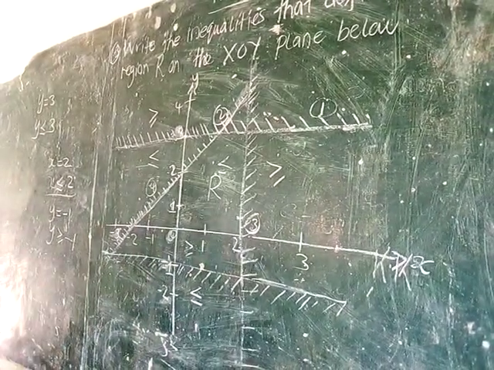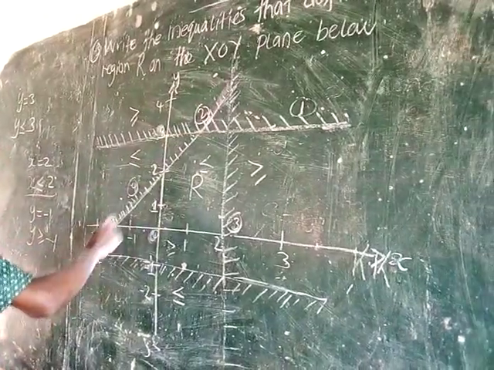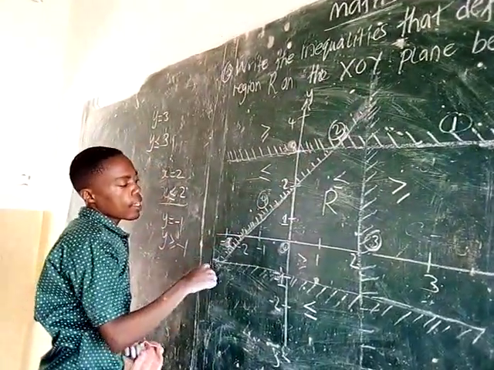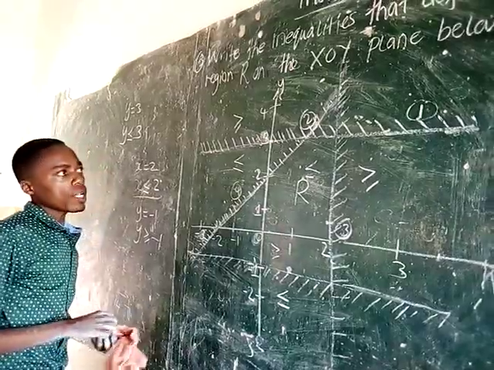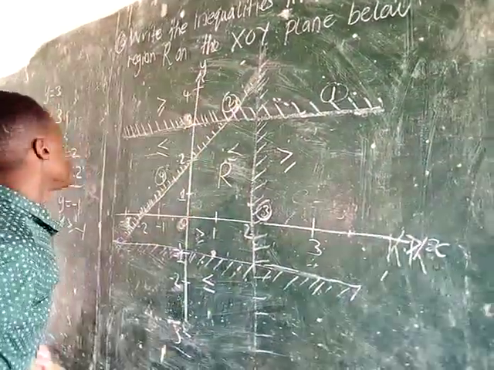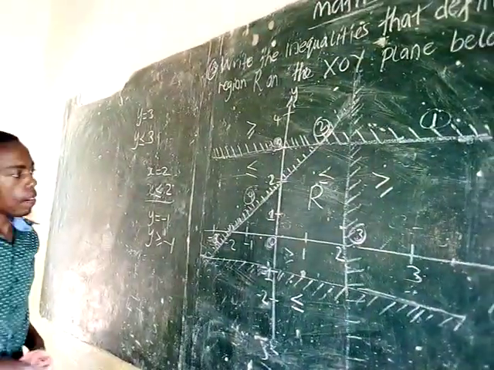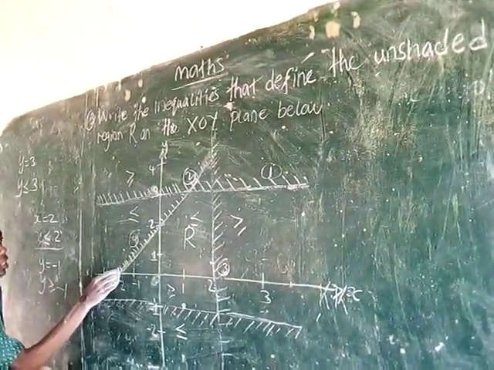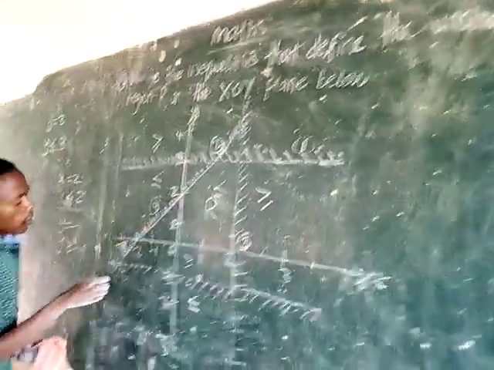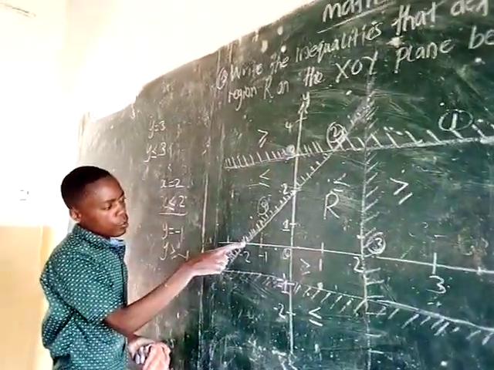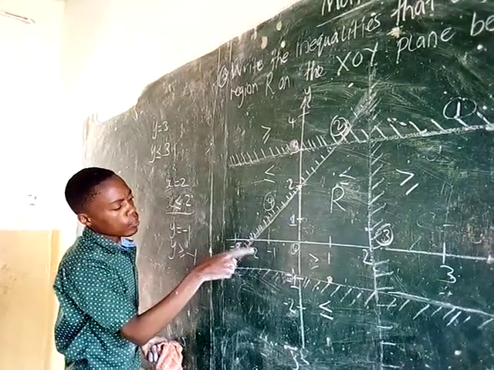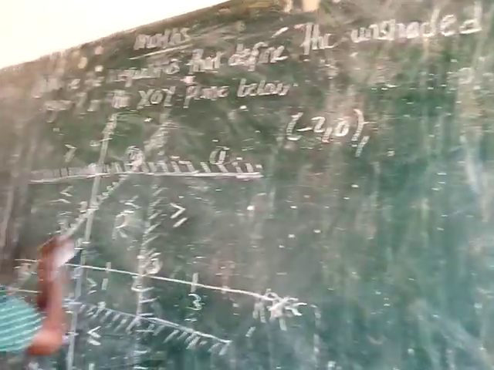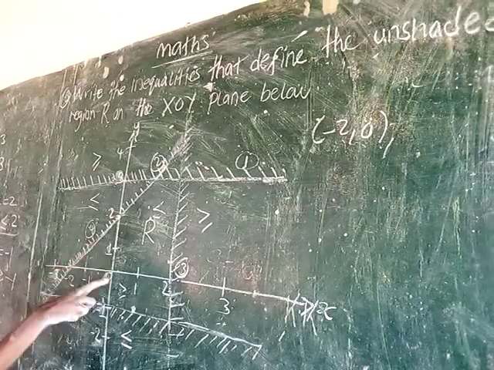Now let's find the inequality for the last line, which is this one. How do we extract the inequality? This line is not a straight vertical or horizontal line. Whenever we are dealing with horizontal and vertical lines, it's very easy to extract the inequality. But for this slanted line, we need to get 2 points. This line is passing through this point, which is -2, 0. The other point where this line passes through is this one, which is 0, 2.